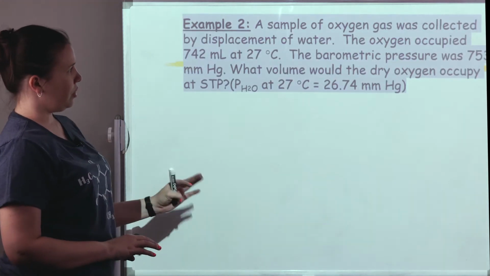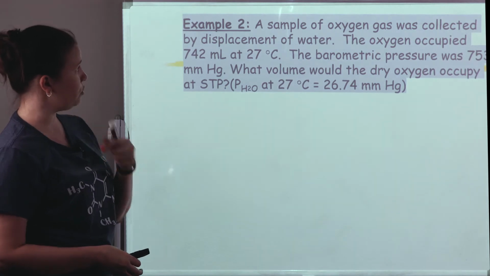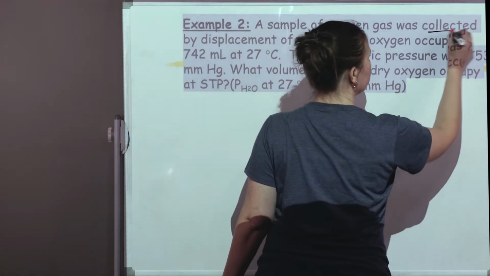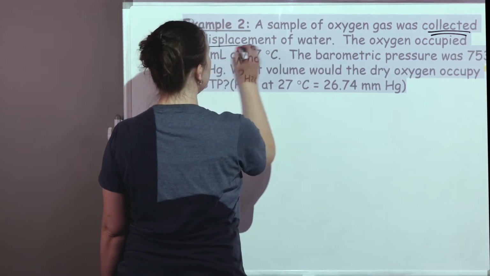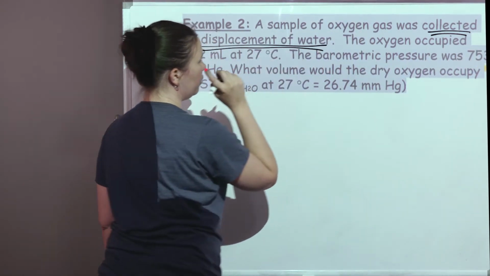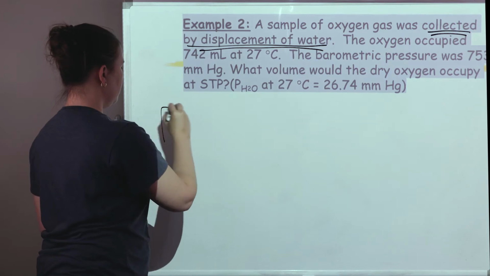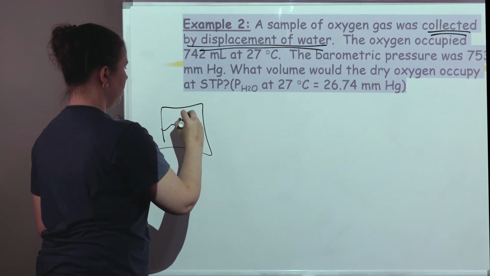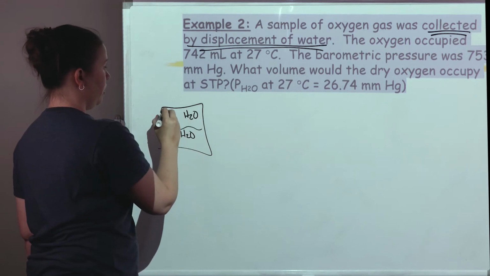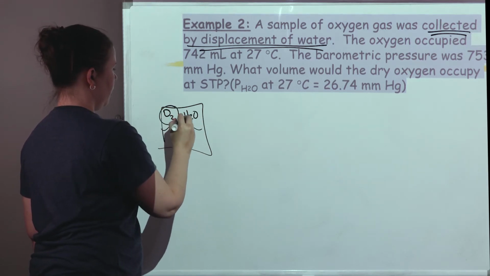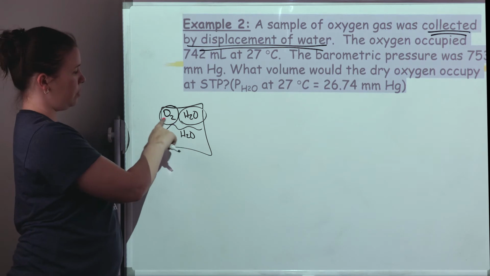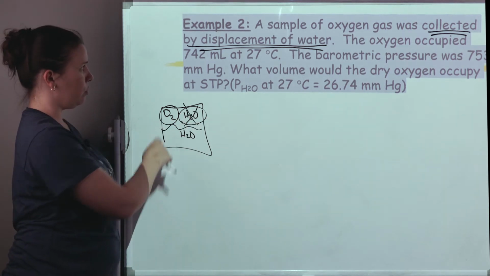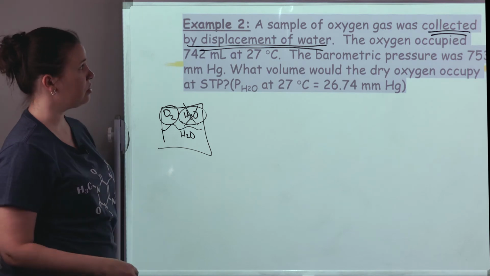All right, let's focus on the kind of questions we're going to see in this class. So first, we're going to collect some oxygen by displacement of water. Look at that wording: collected by displacement of water. That means I have a system of water, and if it has liquid water, it's going to have vapor water. And then I'm also going to have oxygen gas. So this tells me I need to get rid of the water in order to isolate the pressure of the oxygen gas.